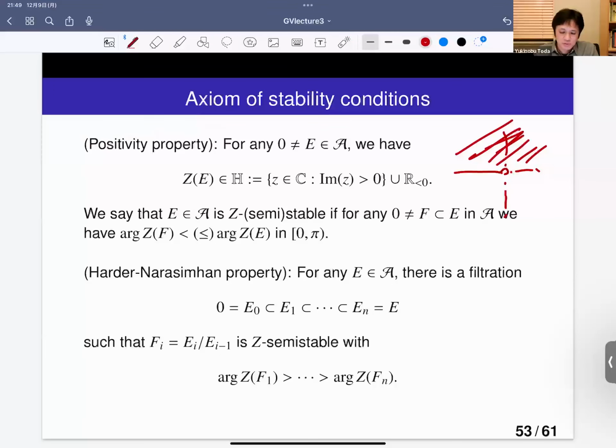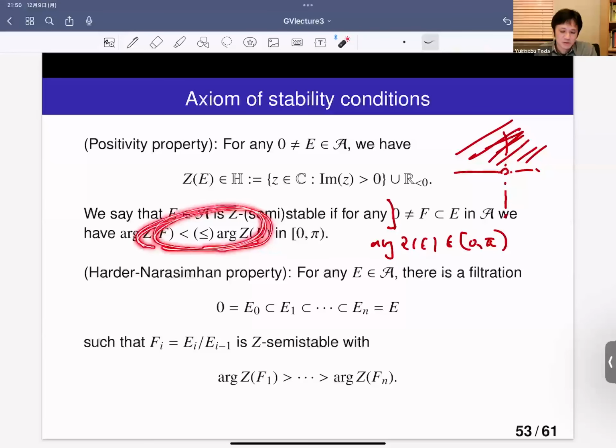In particular, the argument of Z(E) is well defined, from 0 to pi. And similarly to the case of stability conditions for curves, we can define the semistable sheaves by using the inequality of the slopes, or of the argument of Z(E). And the Harder-Narasimhan property, this is just the same property which holds in the case of curves, or even in the higher dimensional case.